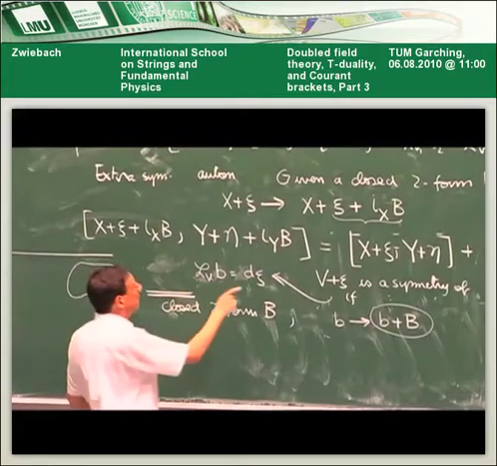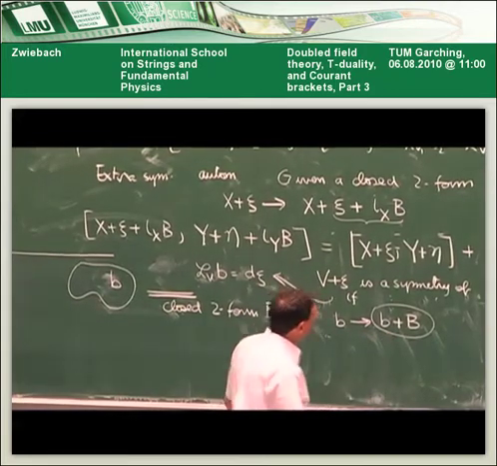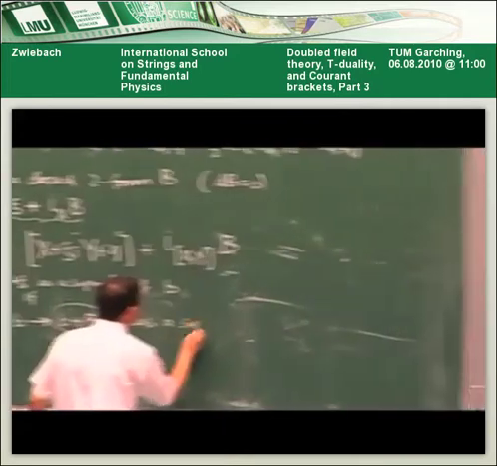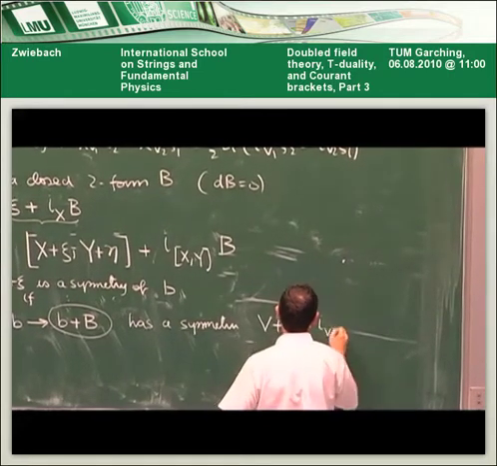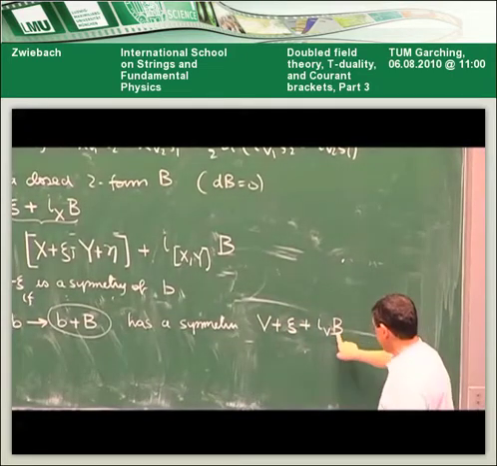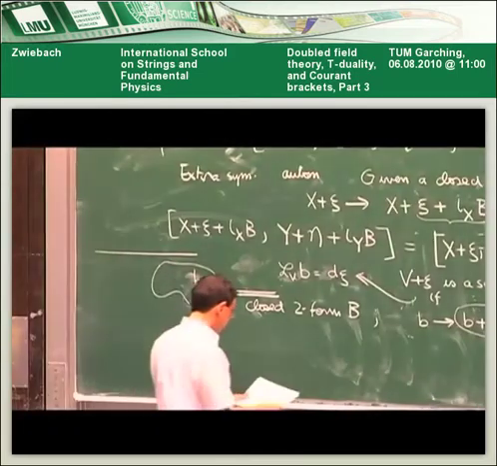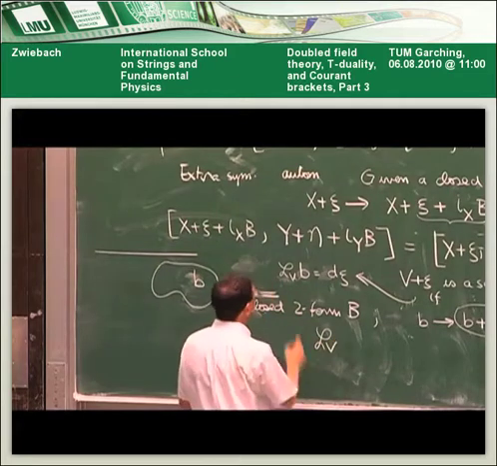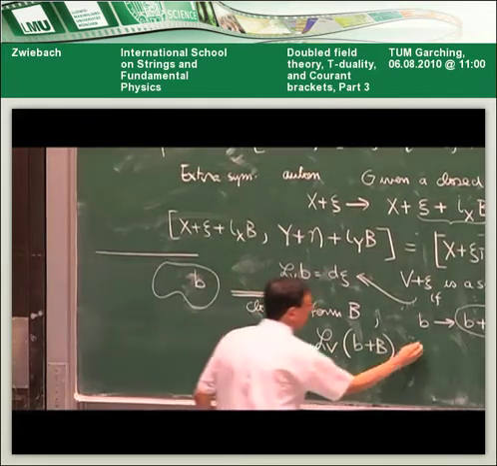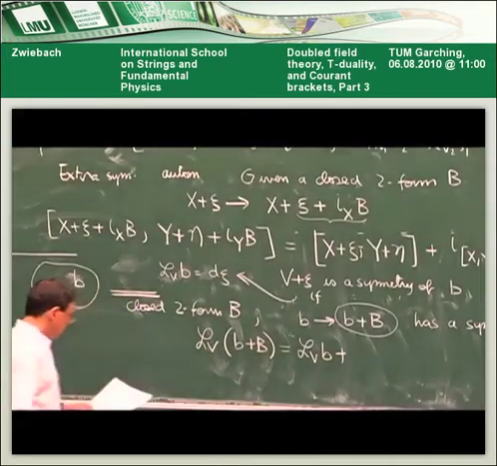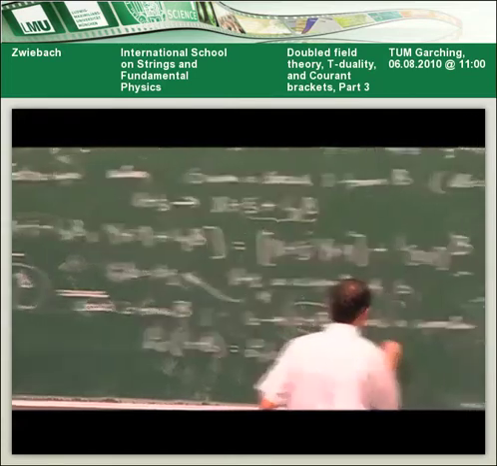So the original two-form had this symmetry described by v plus xi. What is the symmetry of this one? Well, the answer is that it has a symmetry, which is in fact v plus xi plus i_v of B, which is the B transformation, the B automorphism of this element. So this is a claim, so we can check it rather easily. L_v of the new b plus B would be L_v of b plus, and we can discuss what L is explicitly, write it down, so we have d i_v plus i_v d on B.